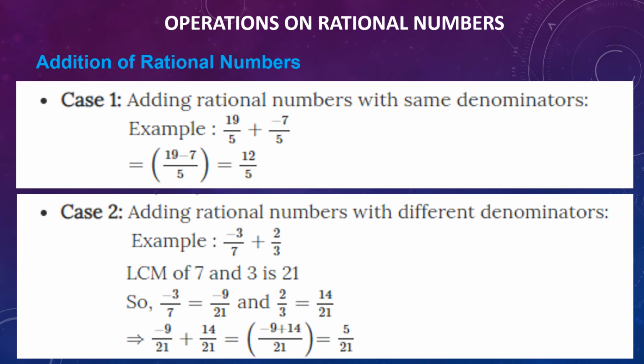Thus we have seen that if you know how to add two fractions and how to add two integers, you can add two rational numbers also easily.